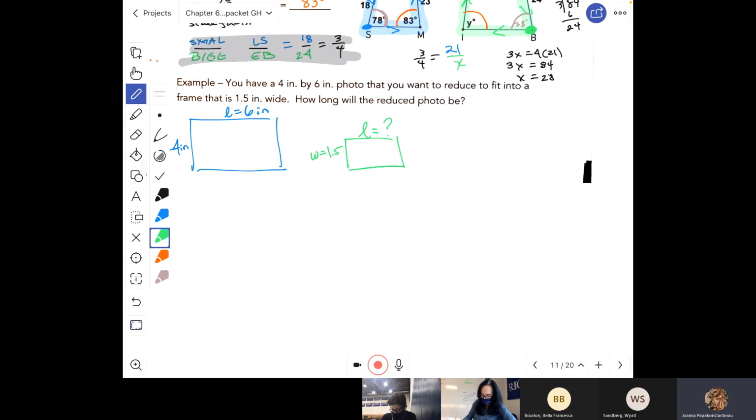So let's set up a proportion. So if I'm looking at width to length, that's one way I could do it. The width of the blue, that our original photo is 4 to 1.5.